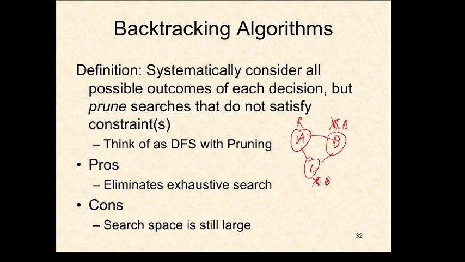Oh, wait, blue doesn't work. Let's backtrack and try green. Green doesn't violate any constraints. We can go in now and we can go color state 4, state 5, state 6, etc. So that's what we mean by pruning, is we don't consider more bad choices after we find a constraint violation.